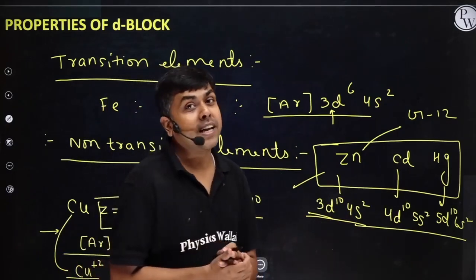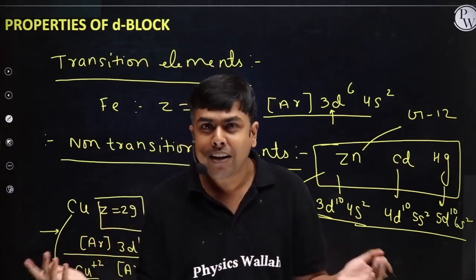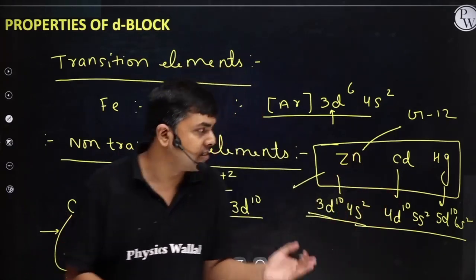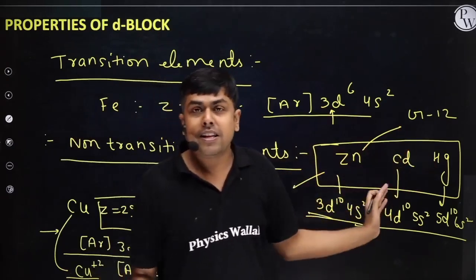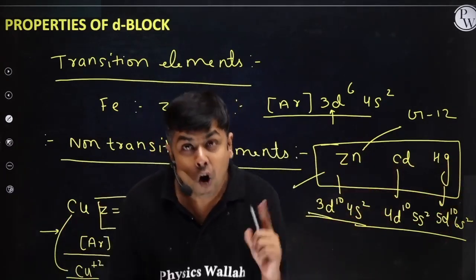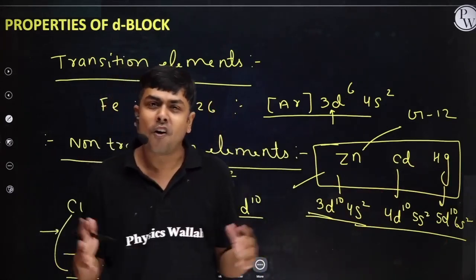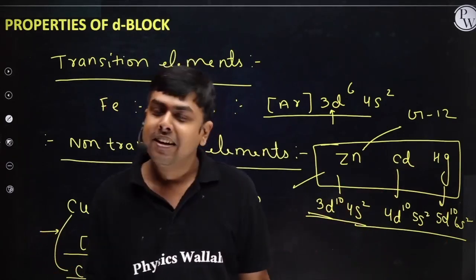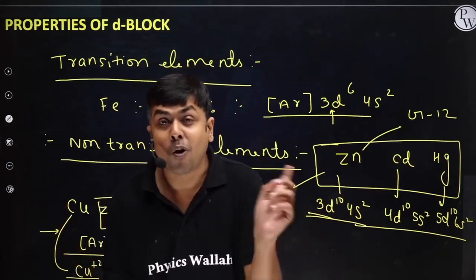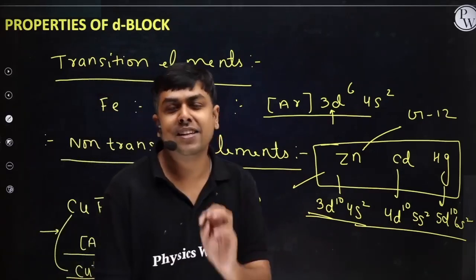Can I write one statement related to it? All d block elements are transition elements. True or false? It's false. All d block elements are not transition elements. The exception is zinc, cadmium, mercury. These group 12 d block elements are non-transition elements. All the transition elements are d block elements. True or false? True. All the transition elements are d block elements, but all the d block elements are not transition elements. Am I clear, students?